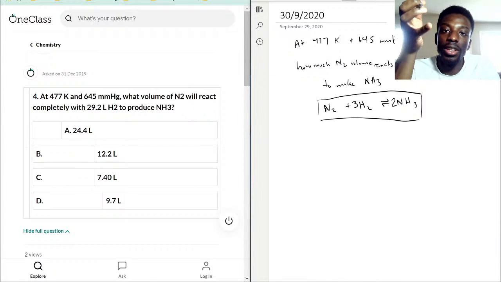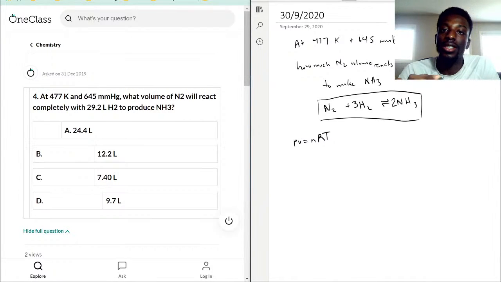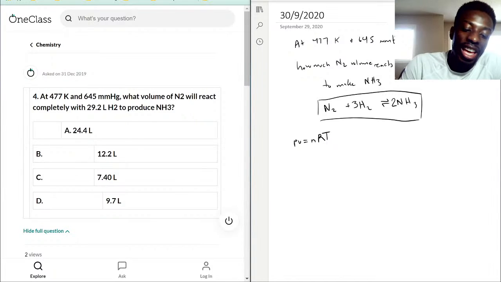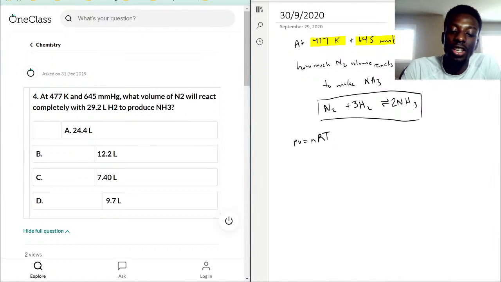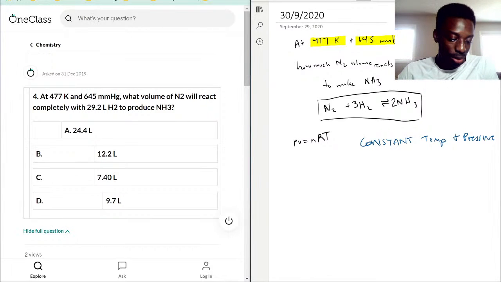Now we would normally go through all the steps of using this formula, PV equals nRT, but this is one of those questions that's an exception, because you notice they said at 477 Kelvin and 645 millimeters of mercury. They did not say this changed. This question is at constant temperature and pressure. So, following the law of conservation of mass, matter cannot be created or destroyed, it can only be changed. This allows us to convert straight from the moles to the volume, because the temperature and the pressure stay the same.